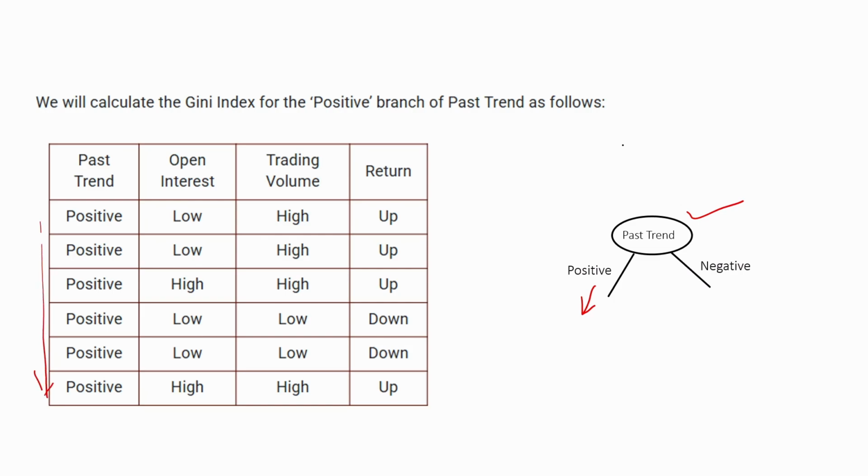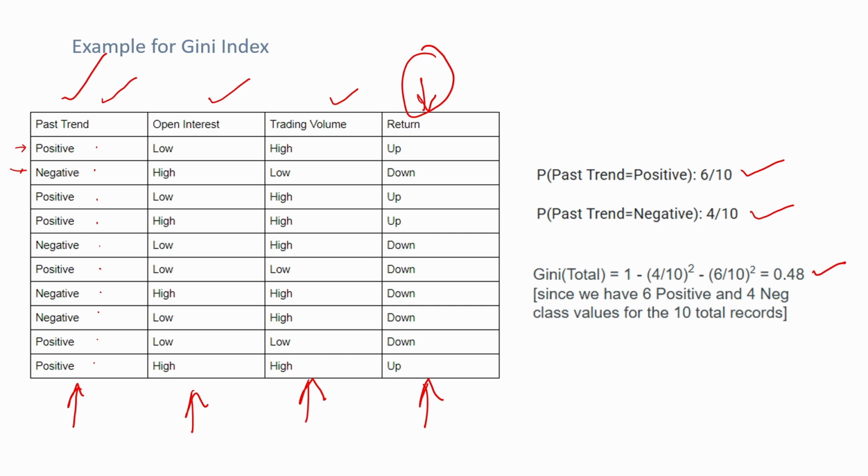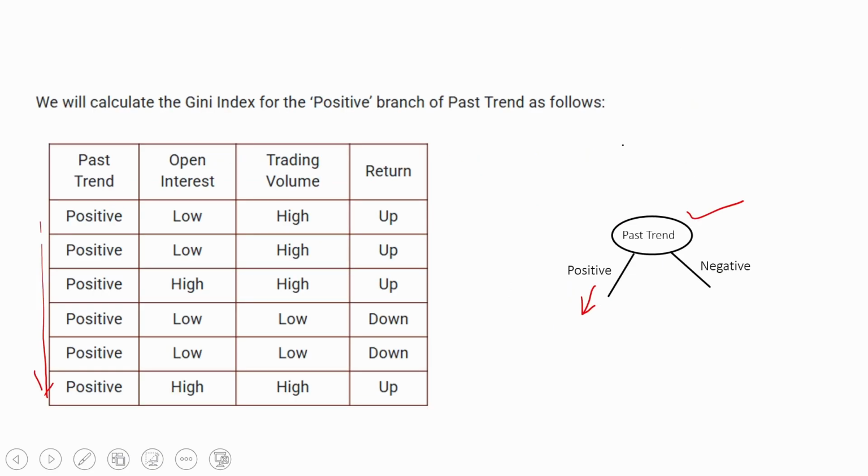Then the other features we have taken are open interest and trading volume. Based on the initial table, we have calculated the past trend. We have taken only these entries: positive, positive, this positive and this positive, and corresponding to that, the values for open interest and trading volume we have kept in this table. So now this is our new table.